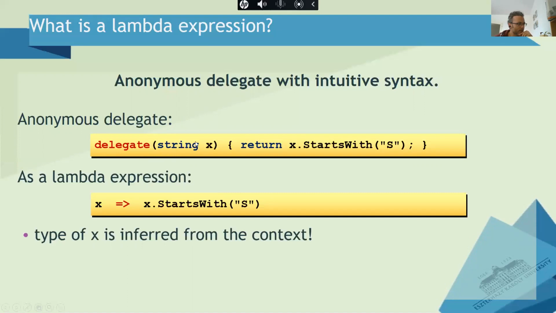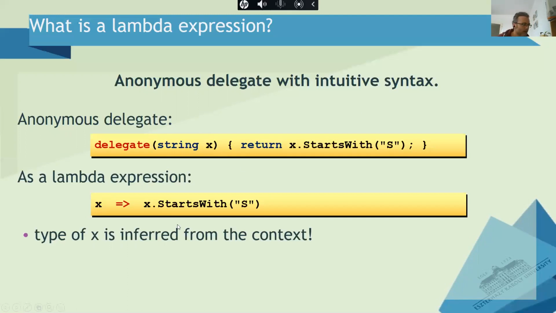Then this type string was removed. Why? Because the C# compiler is smart enough to infer the type of the parameter from the source code, from the context. So this is an automation in the C# compiler. Whenever you use a lambda expression, you don't have to specify the type of the parameter. Just put the parameter's name there.